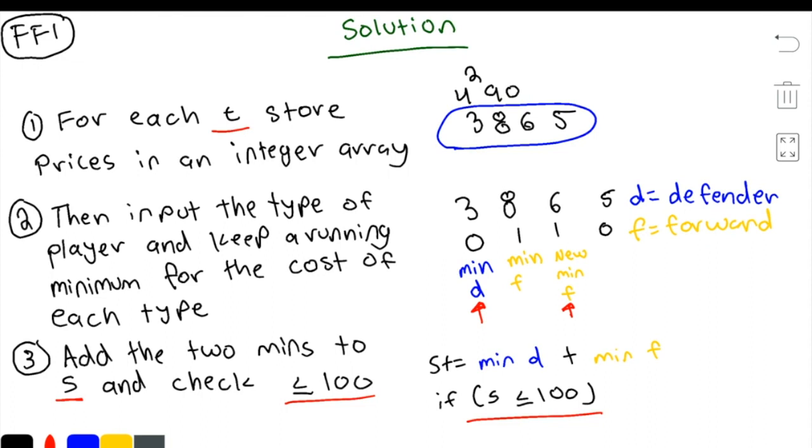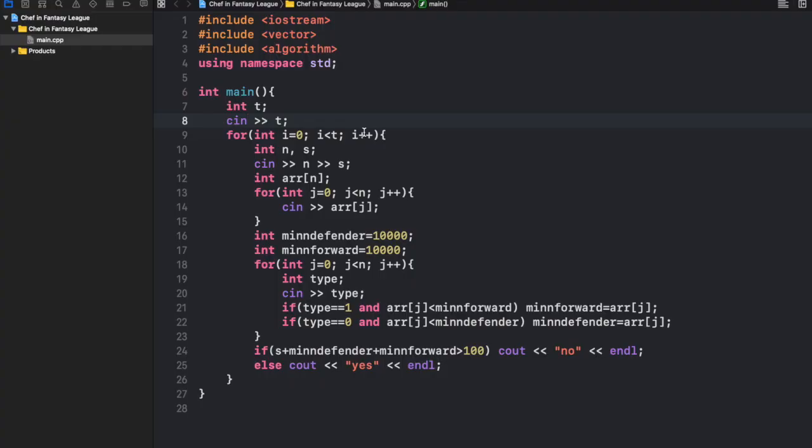And then we move on to 5, but 3 is already the minimum price for the defender, so we don't do anything with that. So now we have our two minimums for the defender and the forward as 3 and 6. The third step is to add the two minimums to S and check if the total price is less than or equal to 100. Now we will be going over the actual code implementation of this solution.